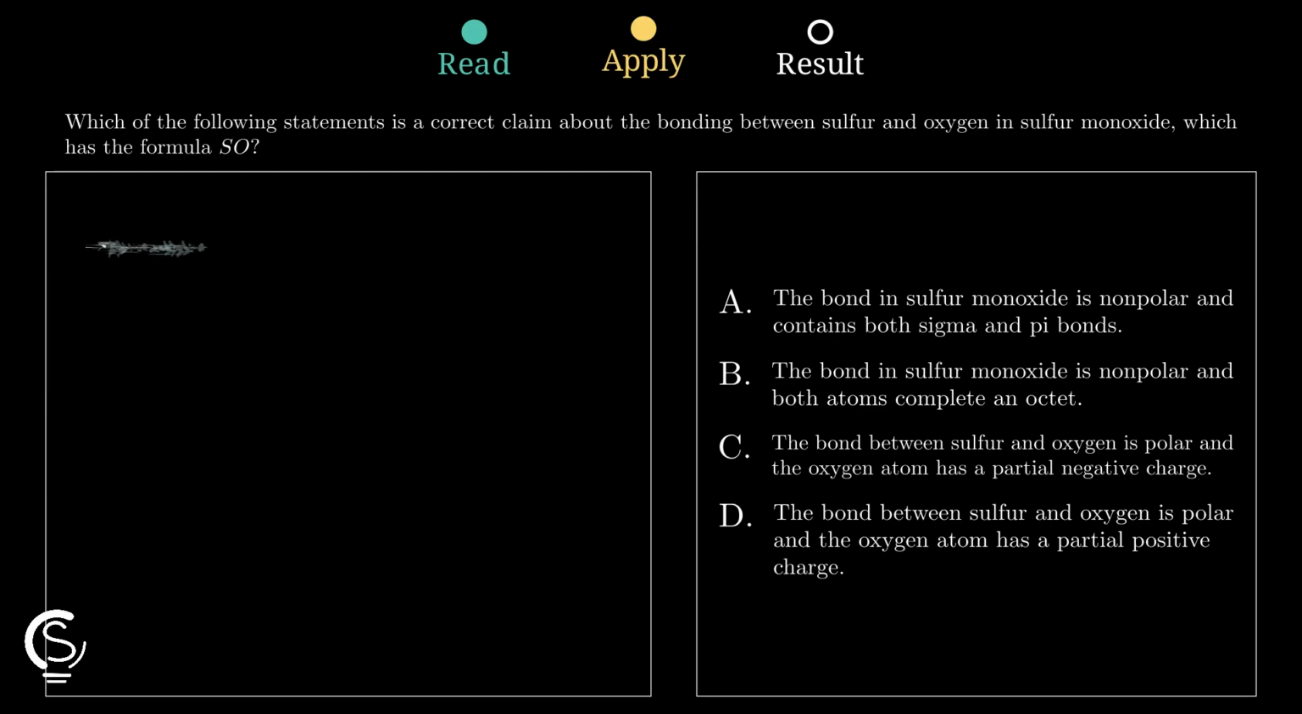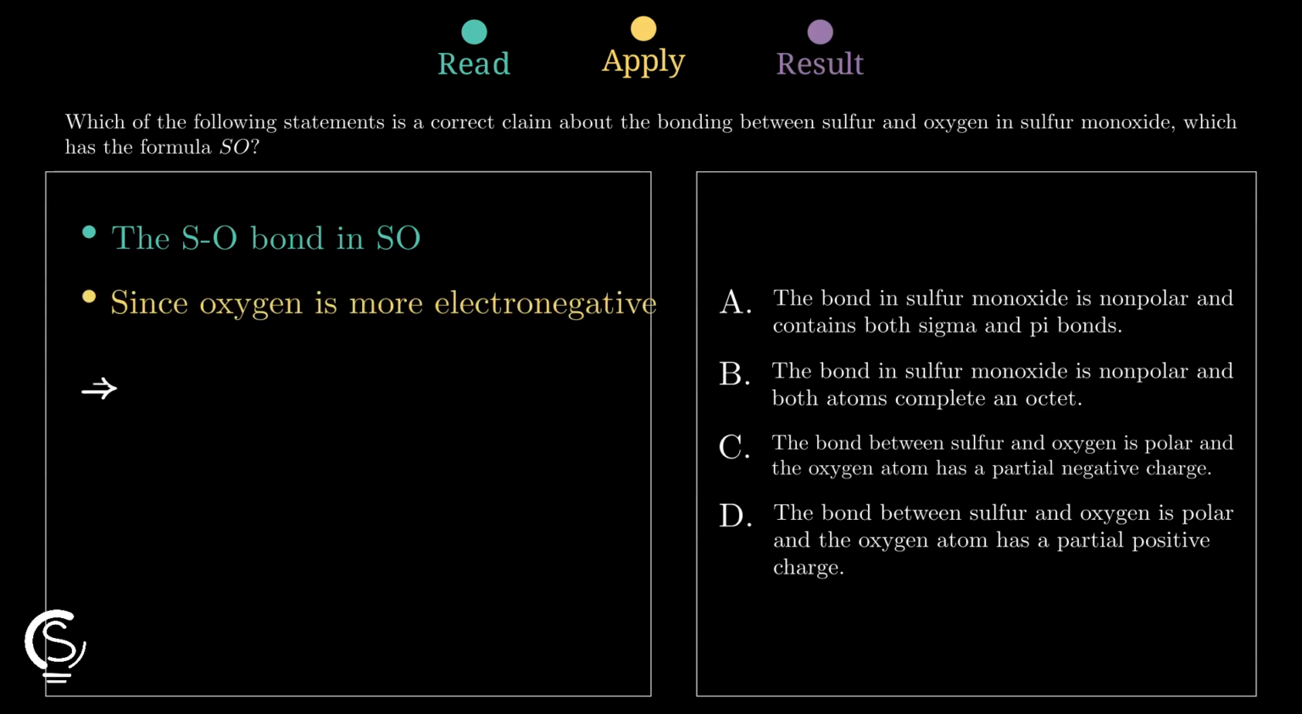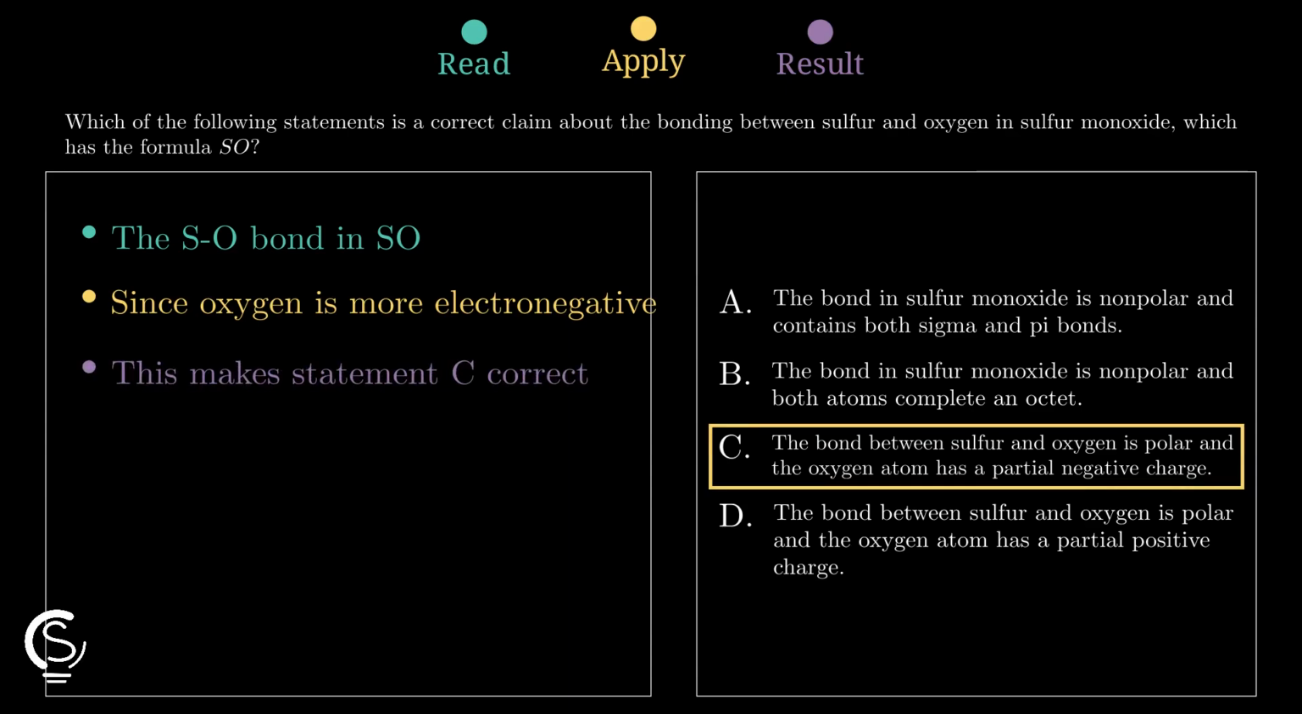Next, remember that oxygen is much more electronegative than sulfur on the periodic table. This means oxygen pulls the shared electrons closer to itself, creating a distinct partial negative charge. Because oxygen is more electronegative, it becomes partially negative, while sulfur stays positive. This makes option C the only correct claim for this molecule.